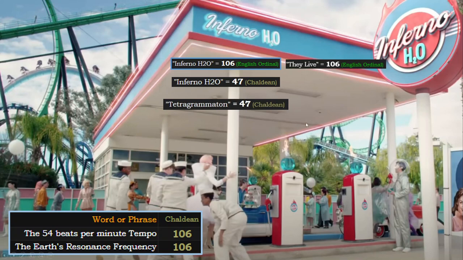Inferno H2O is 106 in English ordinal matching They Live. And in Chaldean with 106 we had the 54 beats per minute tempo and the Earth's resonance frequency. And those two expressions are very important for this song as it is about the rhythm and everybody being chained to the rhythm. Inferno H2O is 47 in Chaldean, matching tetragrammaton.